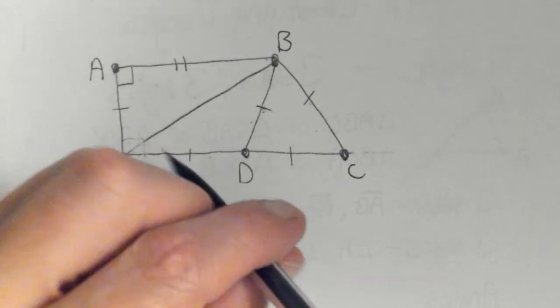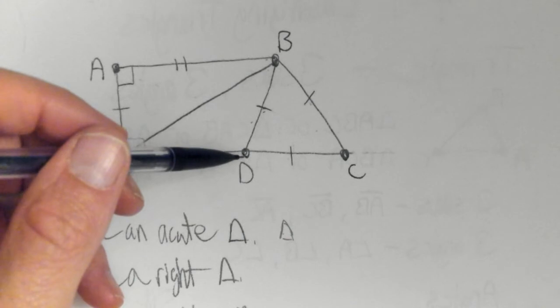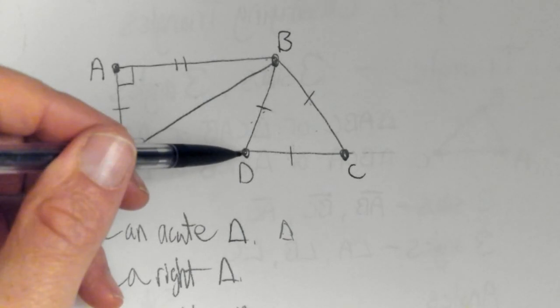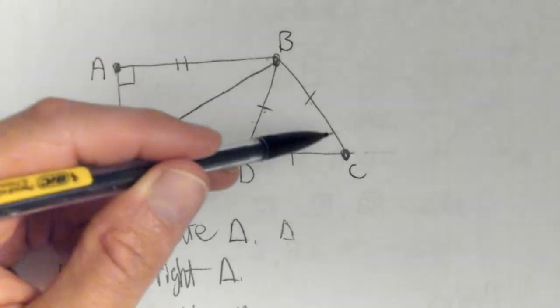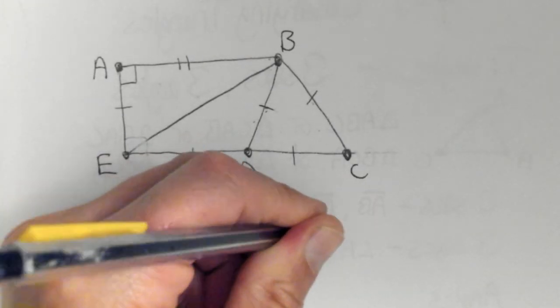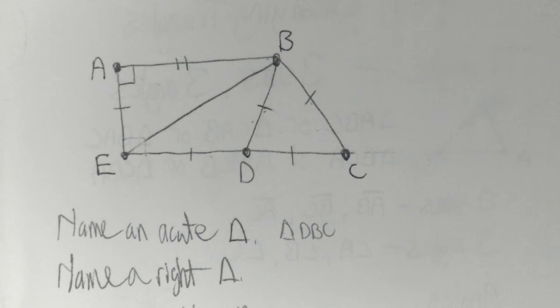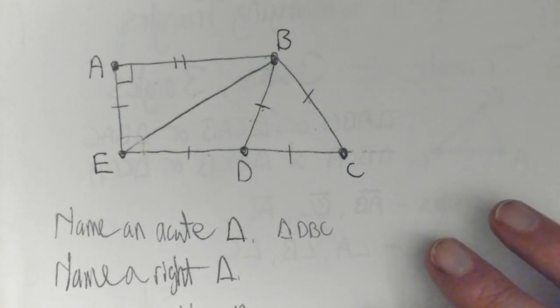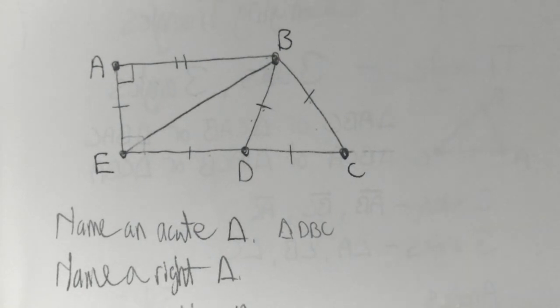Let's see, remember, you can name a triangle several different ways. DBC is fine. So triangle DBC, we know, is an acute triangle. Once again, many different ways to name it, just as long as we write one of those correct ways, we should be in good shape.